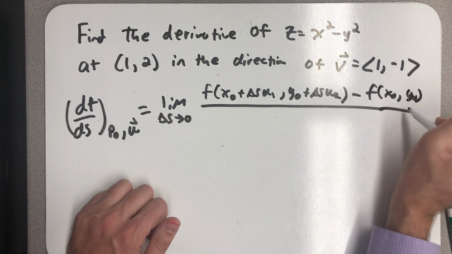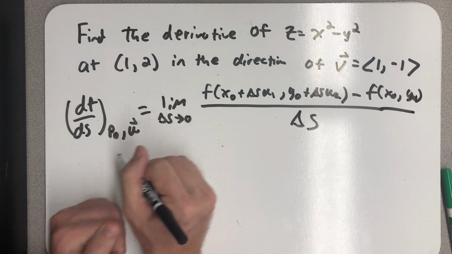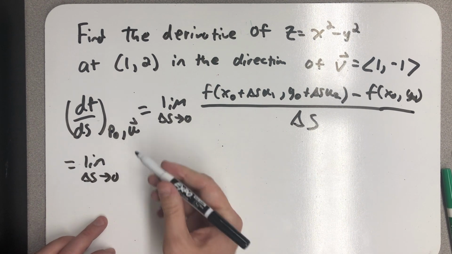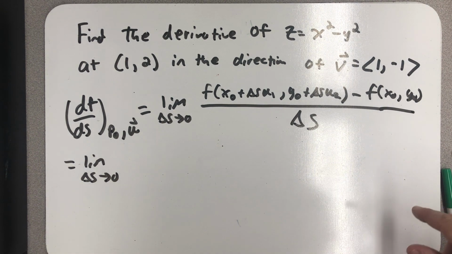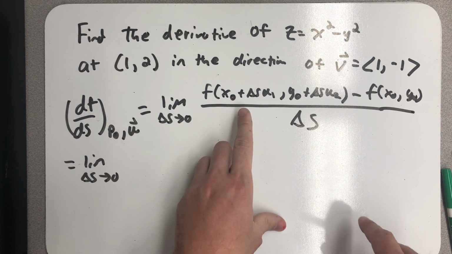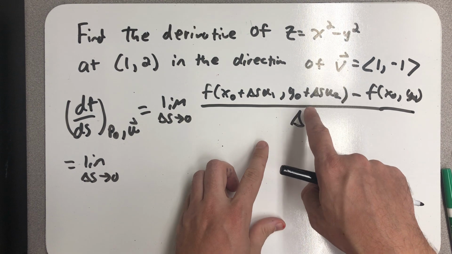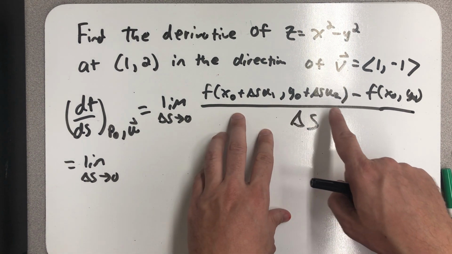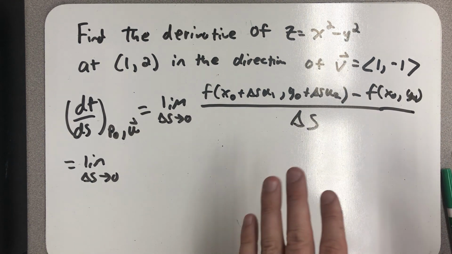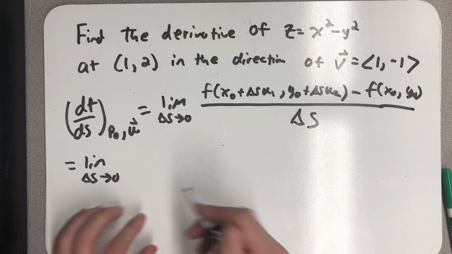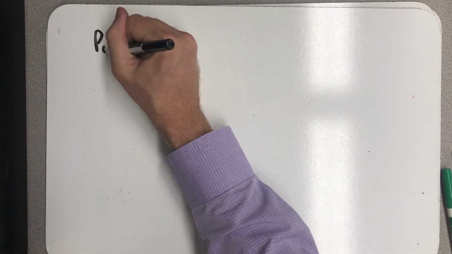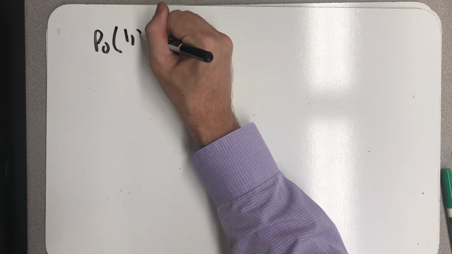So I need to evaluate this limit. So I need to evaluate my function in two different places: at x naught plus delta s u1, comma y naught plus delta s u2, and at x naught, y naught. So we'll come back to this limit statement, but let's see if we can figure out what all this stuff is first. So the point p naught is (1, 2).